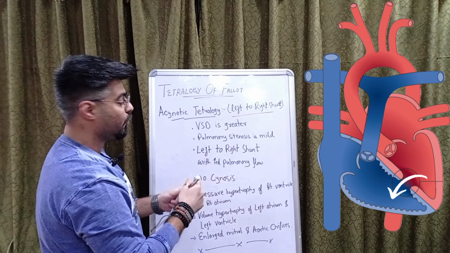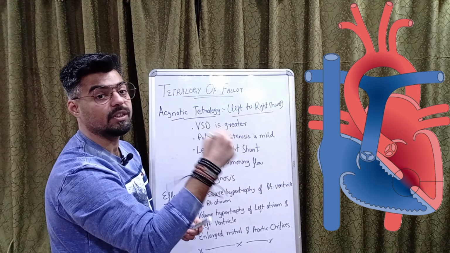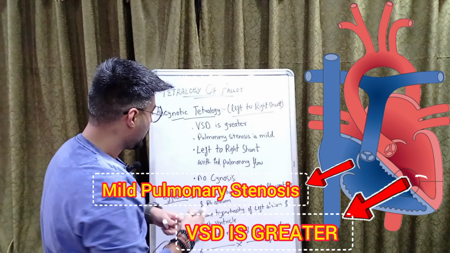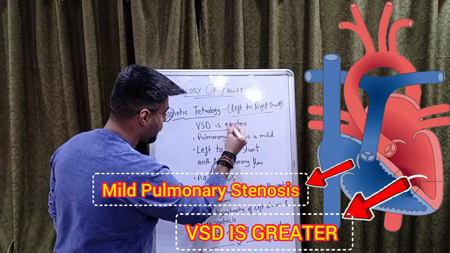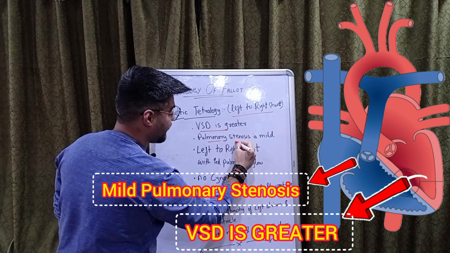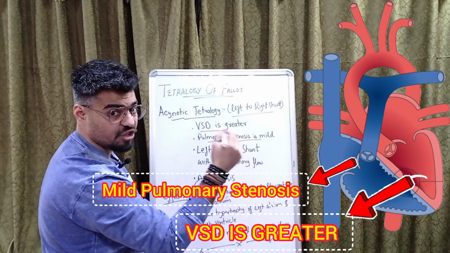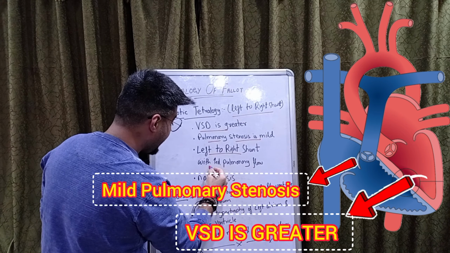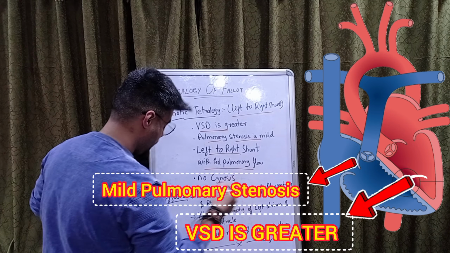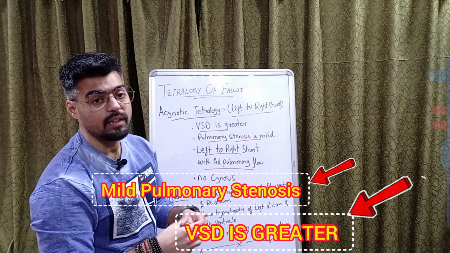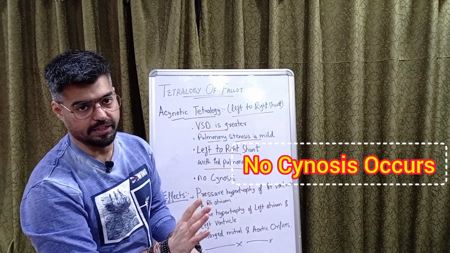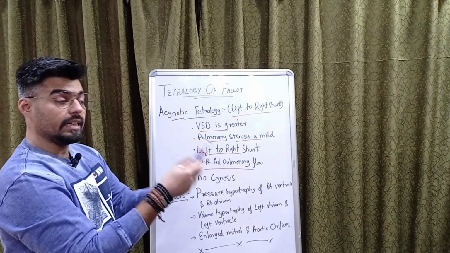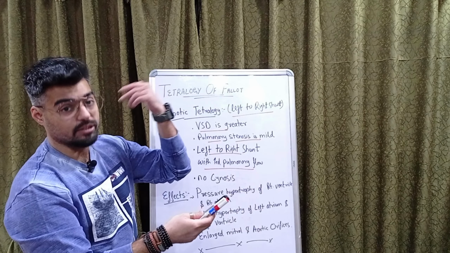Here what will happen is VSD, that is ventricular septal defect, is greater, but pulmonary stenosis is mild. Alright. So VSD is greater and pulmonary stenosis is mild. That is why left to right shunt will occur, with increased pulmonary flow and no cyanosis. Cyanosis will not occur here. In the case of acyanotic tetralogy, cyanosis will not occur. In case of cyanotic tetralogy, cyanosis occurred there.